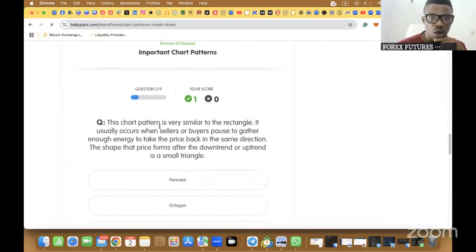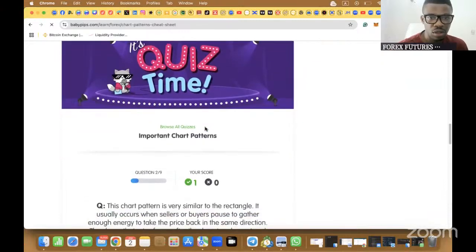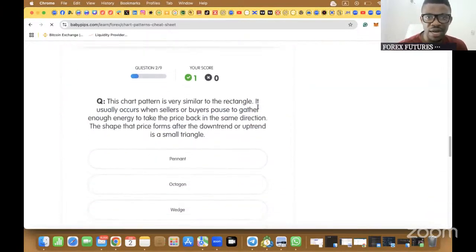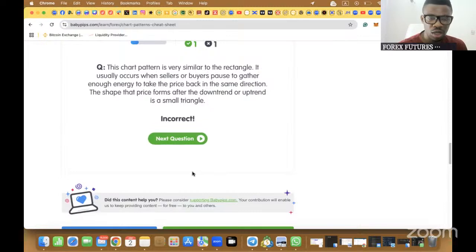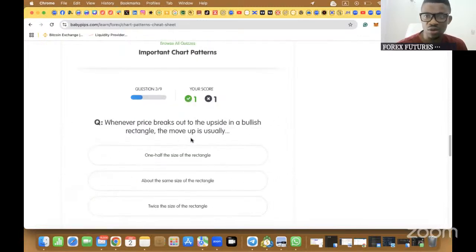Next question. In the chart patterns, this chart pattern is very similar to the rectangle. It usually occurs when sellers or buyers pause to gather enough energy to take price back to the same direction. The shape that price forms after the downtrend or uptrend is a small rectangle. I think I will go with the wedge. Incorrect. You see, I told you that wedge, pennants, and all those things, they are confusing. See, it has just confused me.